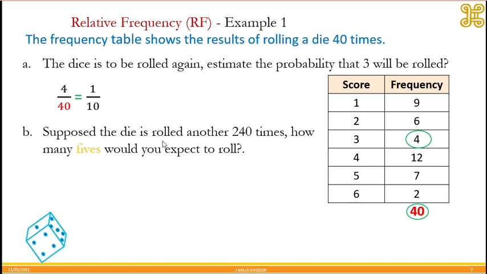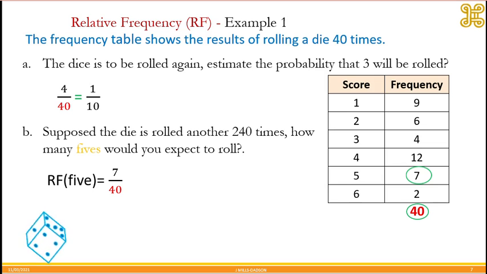Now suppose the die is rolled another 240 times. How many 5s will you expect to roll? Okay, let's first understand what happened out of the 40 rolls, then we scale it up to 240. When it was rolled 40 times, 5 appeared 7 times. So the relative frequency for 5 out of 40 is 7 out of 40.